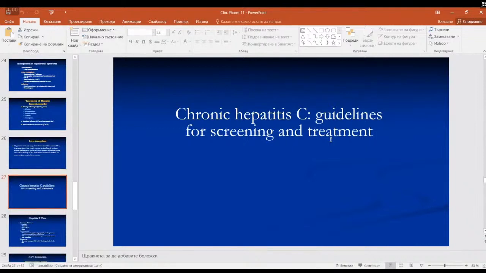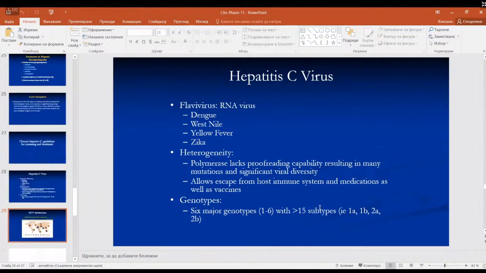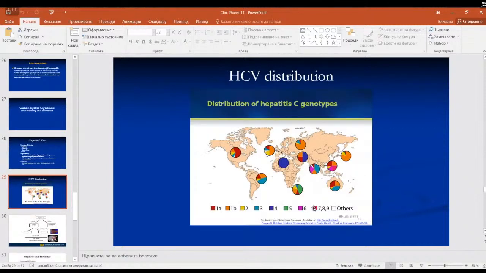Now, let's talk about chronic hepatitis C treatment. As we said, it's an RNA virus, which is similar to dengue, West Nile, yellow fever and Zika viruses. There are several different genotypes of hepatitis C virus, but the 6 major genotypes are from 1 to 6, and they have more than 15 subtypes, which is very important to test before starting therapy, because we base the therapy according to the genotype. Here you can see the distribution of the hepatitis C genotypes.